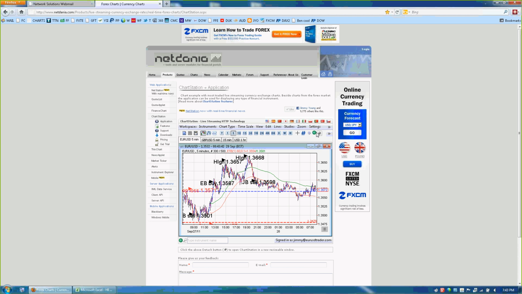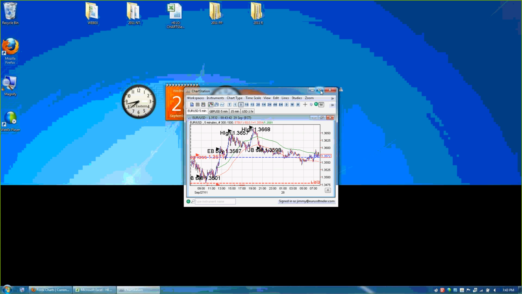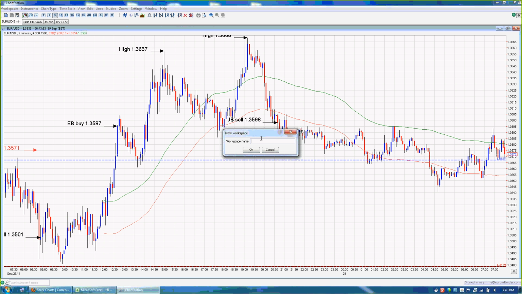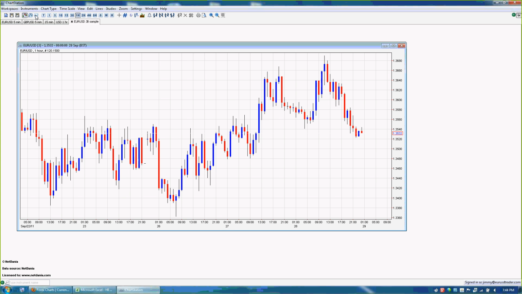So for purposes of doing this, I'm going to minimize this background and open up a fresh window. Let's call it Workspace New, and we'll call it Shift Euro-Dollar JB Sample, I guess is good enough. It's the one we're using for today. So let's say we start off with a blank workspace. That's a workspace. Next, the instrument is the euro-dollar pair.